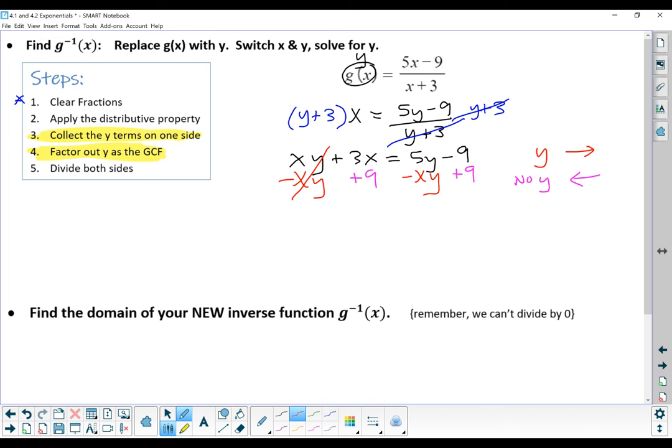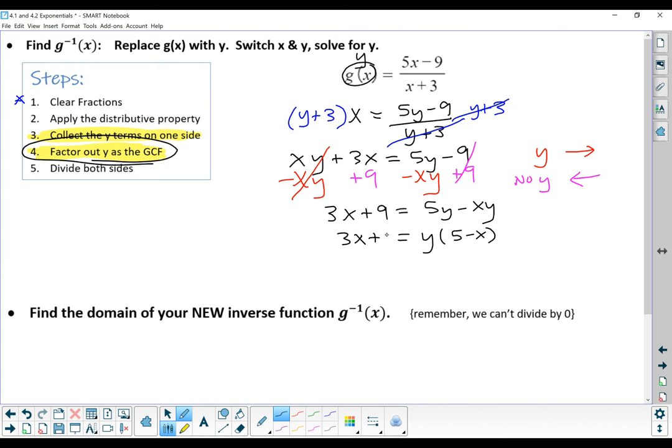So this term is gone and this term is gone. So what I have now is 3x plus 9 is equal to 5y minus xy. So I've gotten all the y's on one side. Now the reason you want to get all those y's together is so that you can factor out the y as the GCF. These 2 terms have a y in common.